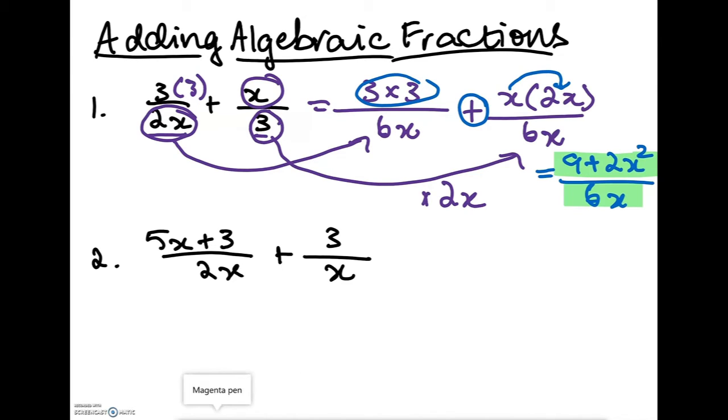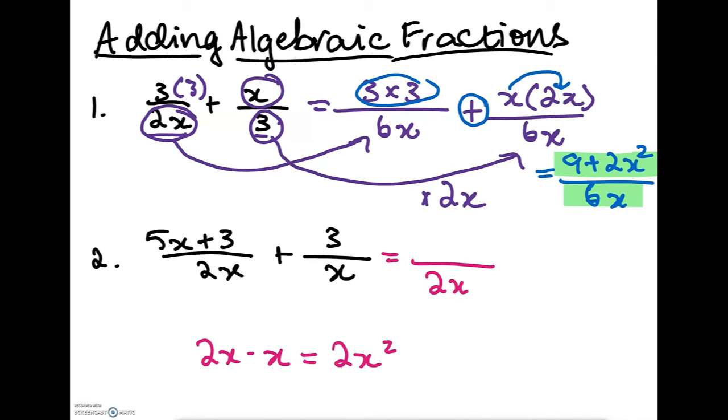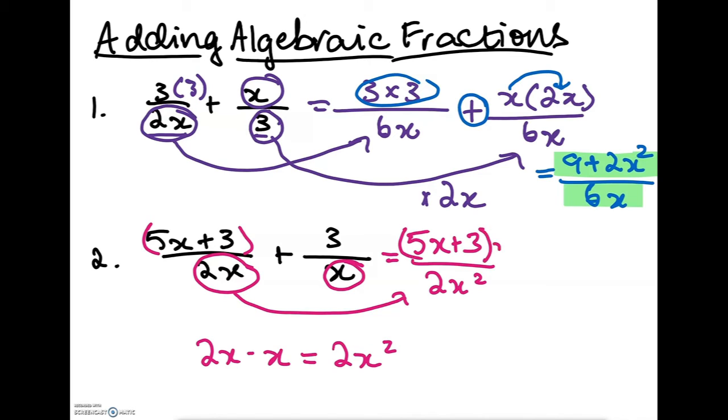So now let's do the same thing for the question at the bottom. We have 5x plus 3 over 2x plus 3 over x. So let's find our common denominator. In this case, we're just going to multiply it together again. If you multiply 2x times x, you're just going to get 2x squared. That's going to be our common denominator. Now, how did we get from 2x to 2x squared? Well, obviously, we multiplied by x, so we're going to do the same thing to the numerator. We're going to do 5x plus 3 times x.